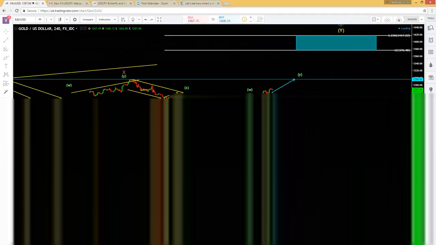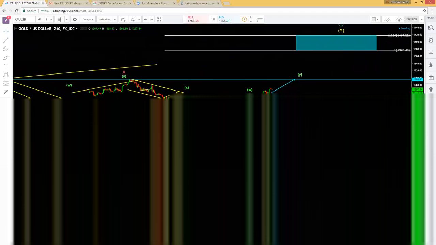Okay. So what do I anticipate? I anticipate that I'm going to have another red W. It has not happened yet, but because we know how to focus, we trade patterns, WX. This is what we anticipate.